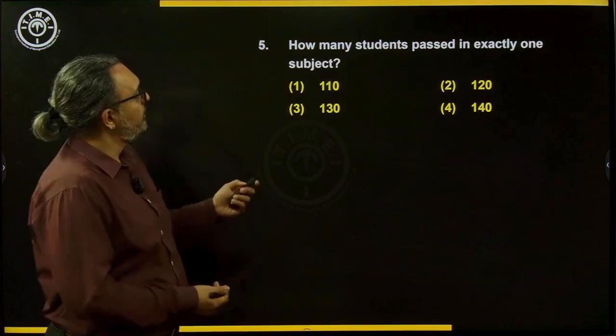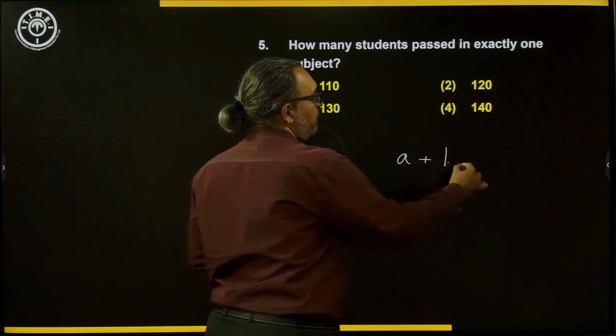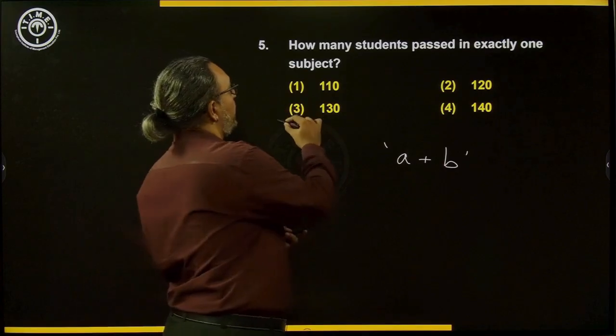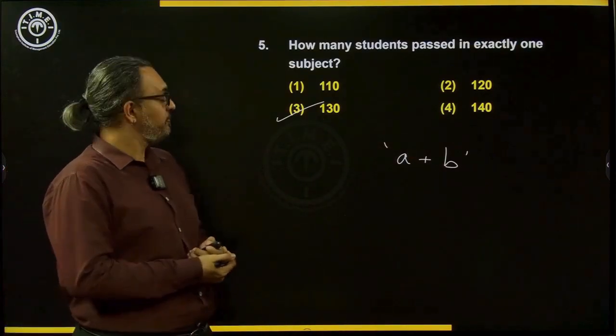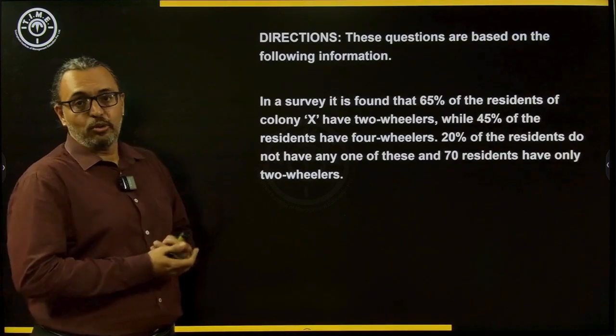Okay. Then how many students passed in exactly one? So passing in exactly one is A plus B. We have 90 plus 40. You get 130. Correct? Right. So those were the 5 questions you had in that set.